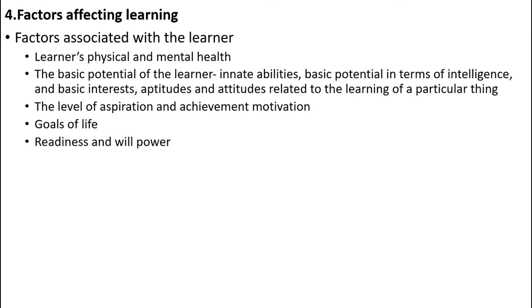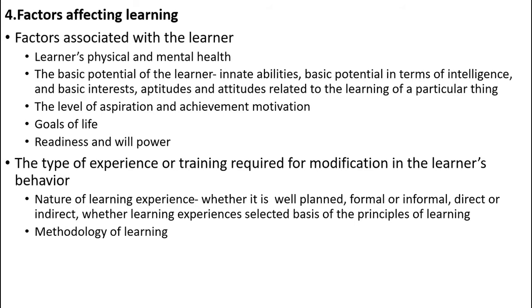Factors affecting learning. The factors affecting the learner include the factors associated with the learner: the learner's physical and mental health, basic potential of the learners, the level of aspiration, achievement and motivation, goal of life, and readiness and willpower. Second, the type of experience or training required for the modification of the learner's behavior includes the nature of learning experience, whether it is well-planned, formal or informal, direct or indirect, then methodology of teaching.